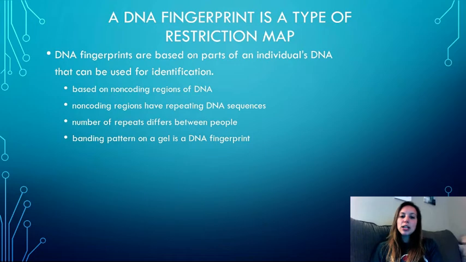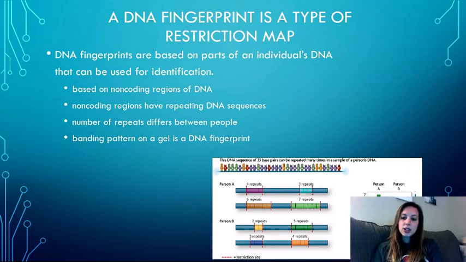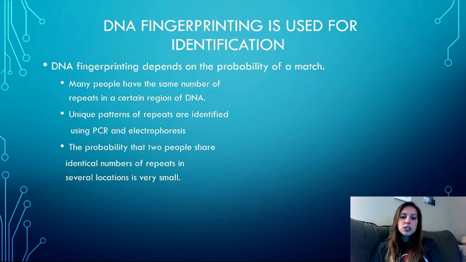And the banding pattern on a gel is a DNA fingerprint. So that banding pattern that we talked about with gel electrophoresis yesterday, that is going to be a DNA fingerprint. And there you have it on the right. You can see the little DNA fingerprint or the banding patterns. So it's used for identification. DNA fingerprinting depends on the probability of a match. Many people have the same number of repeats in a certain region of DNA, but unique patterns of repeats are identified using PCR and electrophoresis.